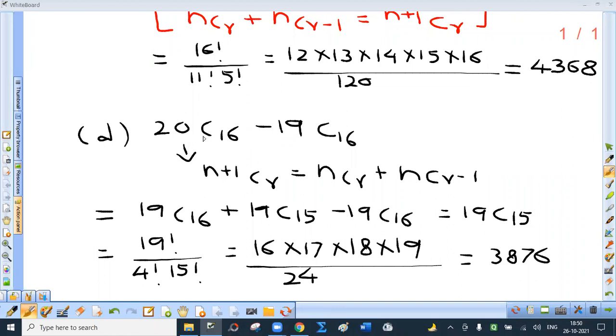So this is 19C16 plus 19C15 minus this as it is. So what remains is 19C15. 19 factorial upon 19 minus 15, 4 factorial into 15 factorial. Factorial of greater is factorial of smaller, go on adding 1 unless you get greater. 15 factorial gets cancelled. What is 4 factorial? 24. So 3876.